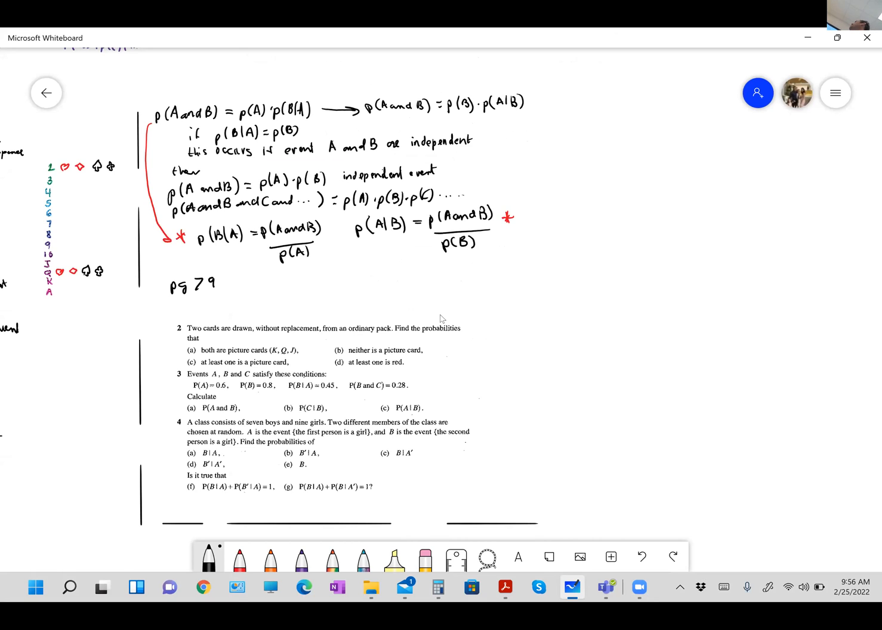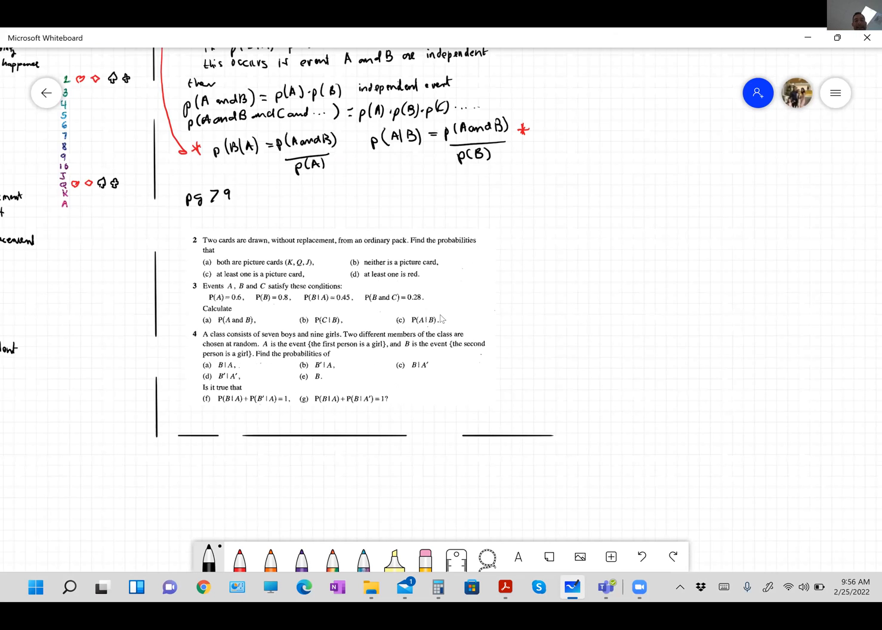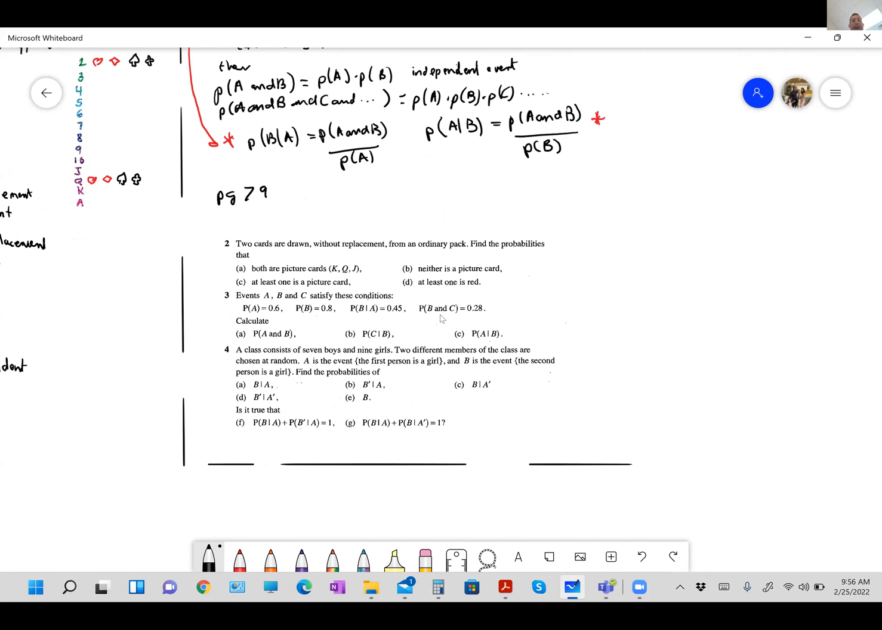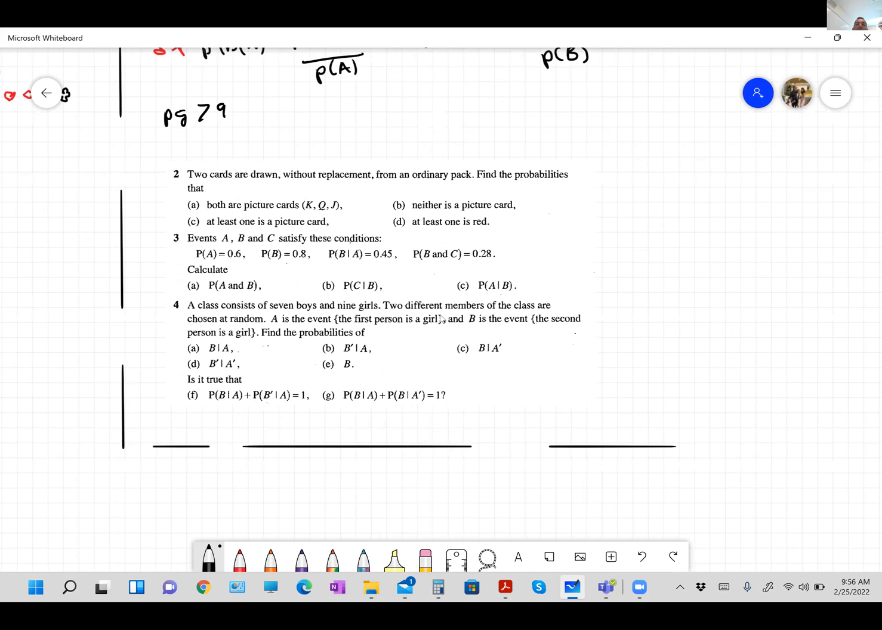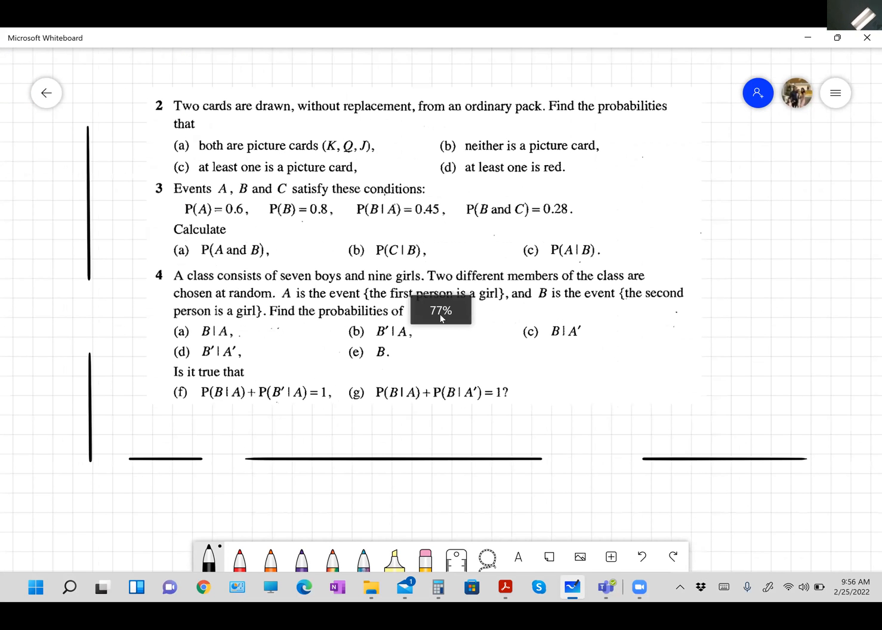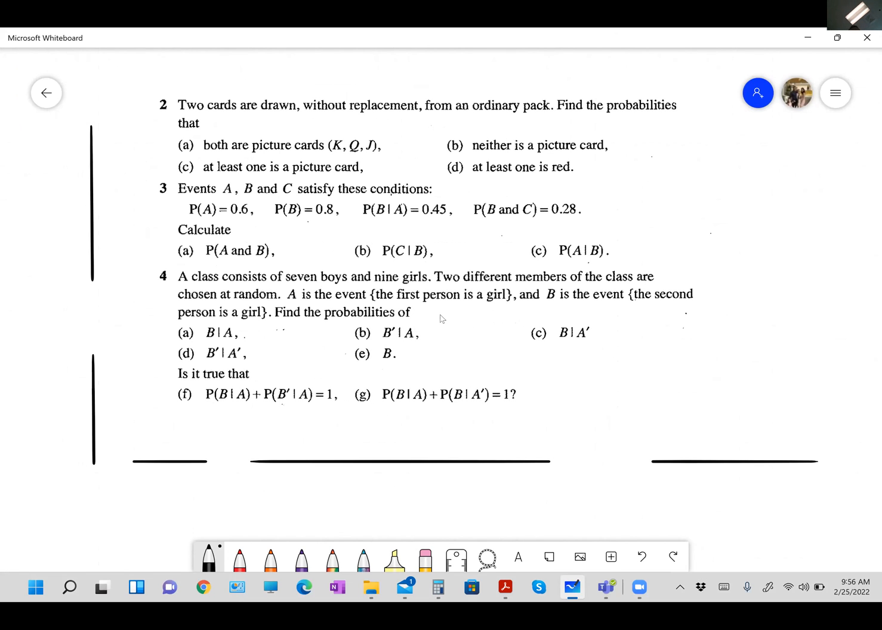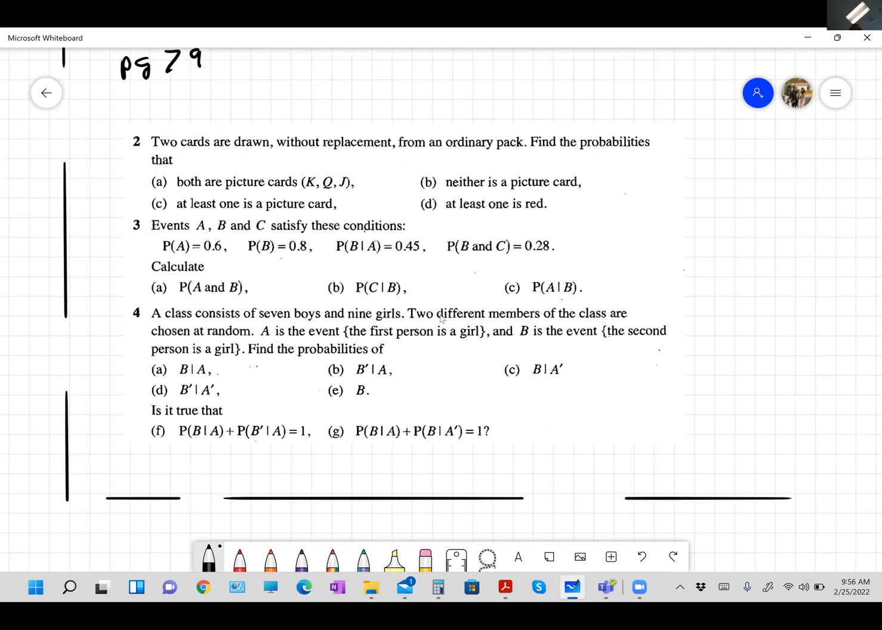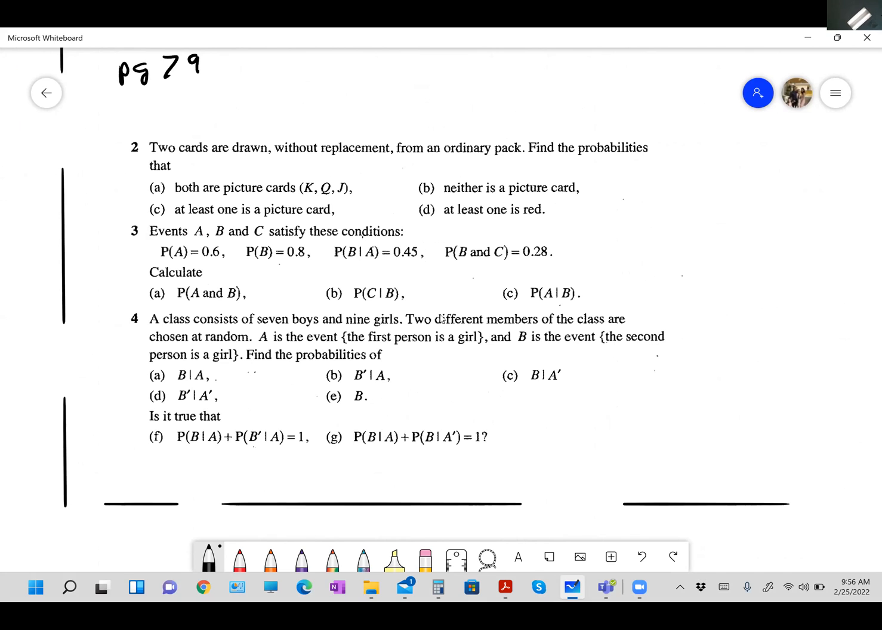Okay, so let's take a look at these problems together. These, of course, are the basic problems. Hopefully you could do them. It says there, two cards are drawn without replacement from an ordinary pack. Find the probabilities that both are picture cards. Now, it says without replacement, so this is going to cause that second event to be dependent on the first event.